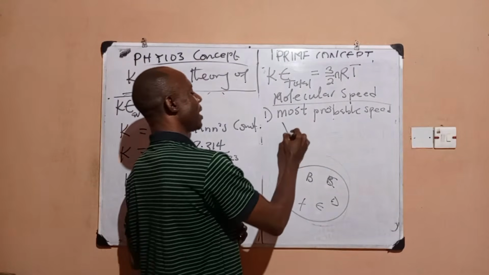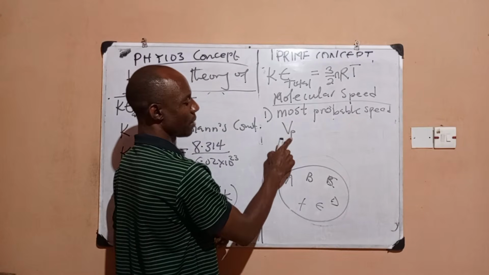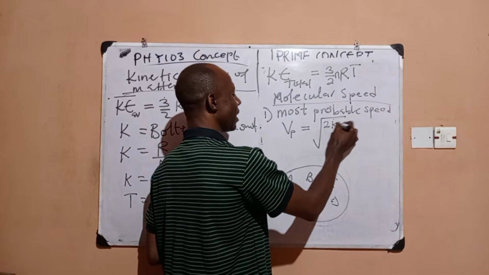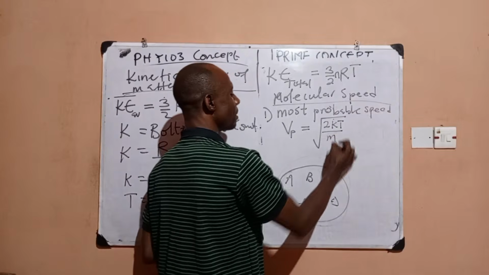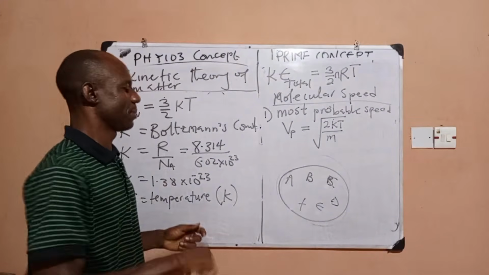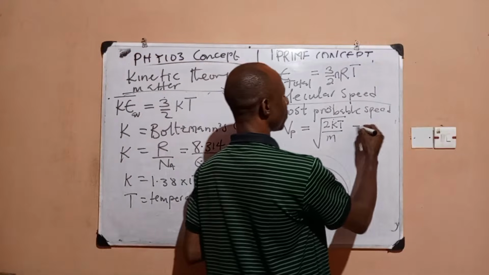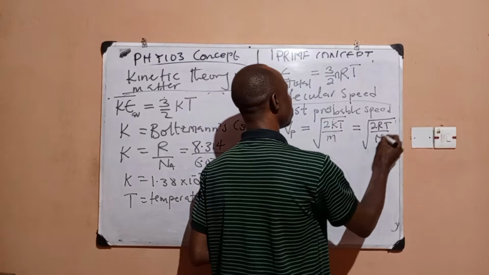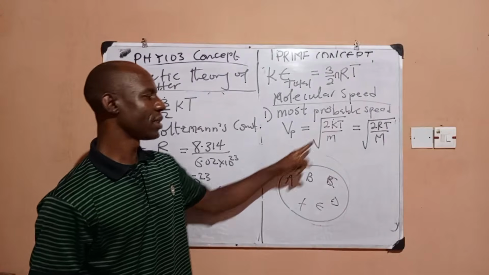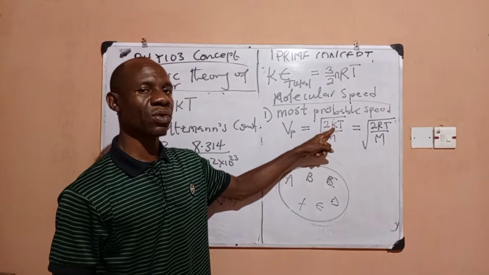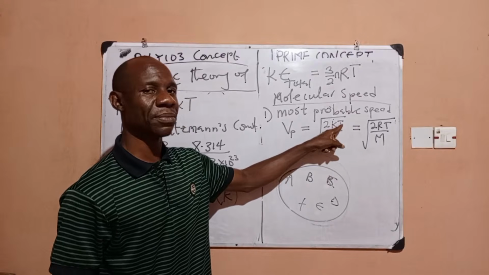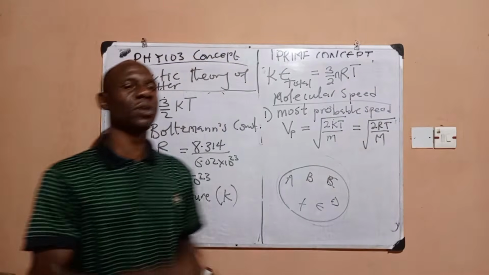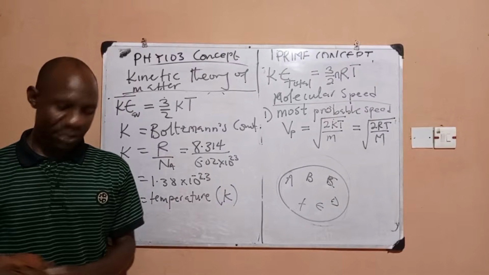I will denote the most probable speed with Vp, and it is given as the square root of 2kT over the mass of each particle. In terms of the gas constant R, it can be written as the square root of 2RT over the molar mass. So it is either the square root of 2kT over the mass of one particle, where k is Boltzmann's constant and T is temperature, or 2RT over the molar mass of the whole molecule. So that is one speed.